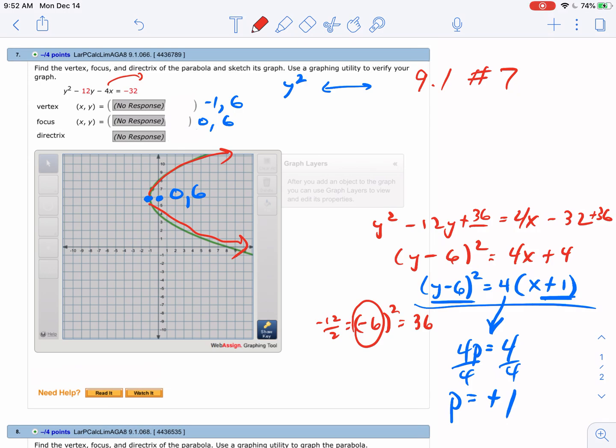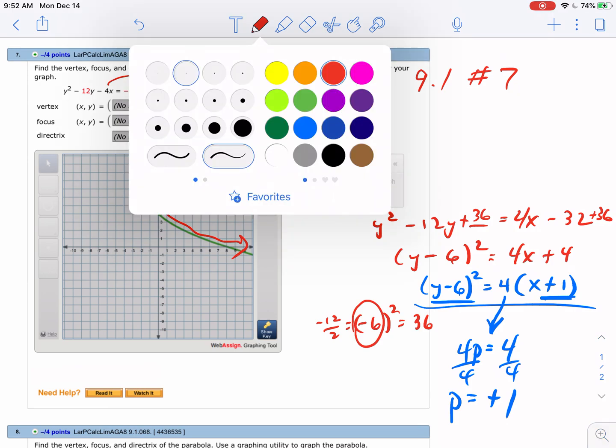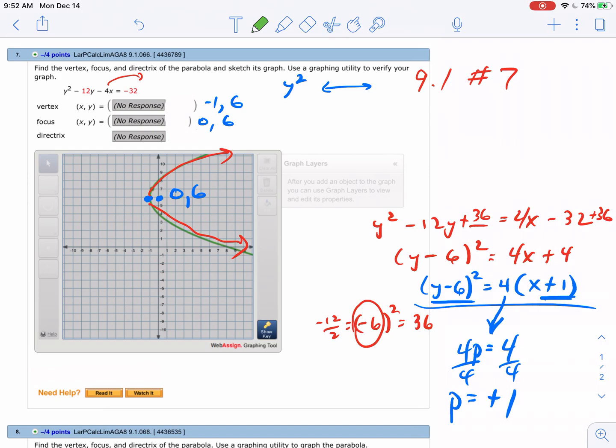Then the directrix would be this line, the imaginary line. Since I went to the right for the focus, I have to go to the left for the directrix. So if I go to the left one, there's this imaginary line. So remember, our vertex was at negative 1, 6. So if I go to the left, now I'm at x equals negative 2. And so that would be my directrix.